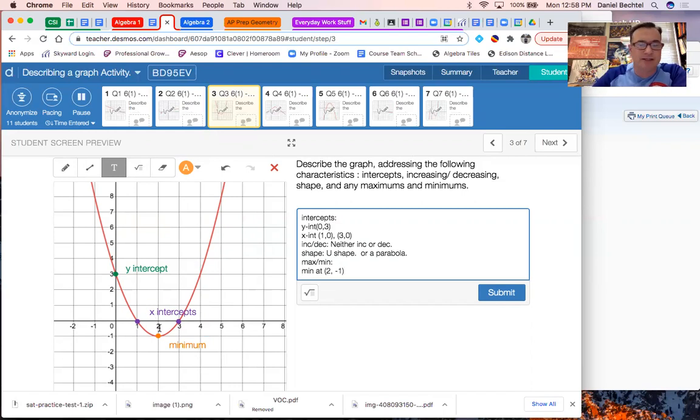And that tells us sort of what's happening here. It goes down to a point and then comes back up. It's actually called the vertex of our parabola when we get to it. But that's how we describe these shapes.